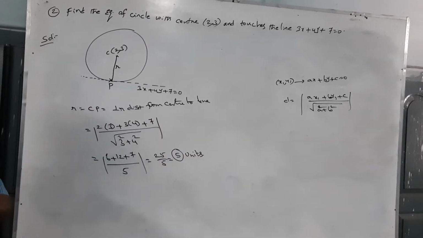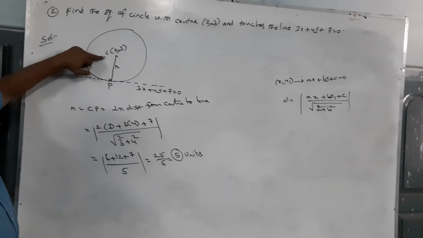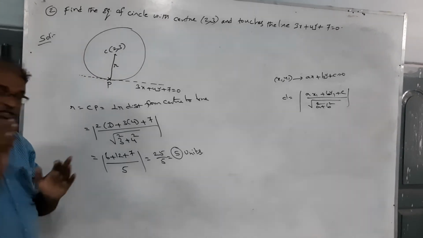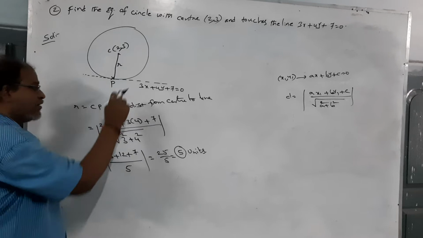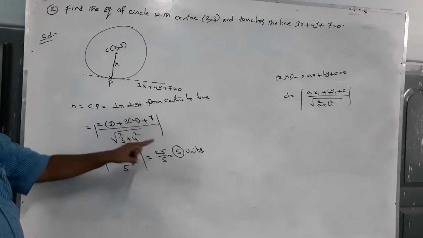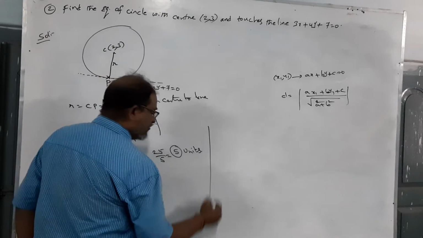Radius equal to 5 units. Once again, center is (2, 3) and the radius r equals the perpendicular distance from the center to the line. That is nothing but r equal to 5. Now, center (2, 3), radius 5, we can easily get the equation of the circle.